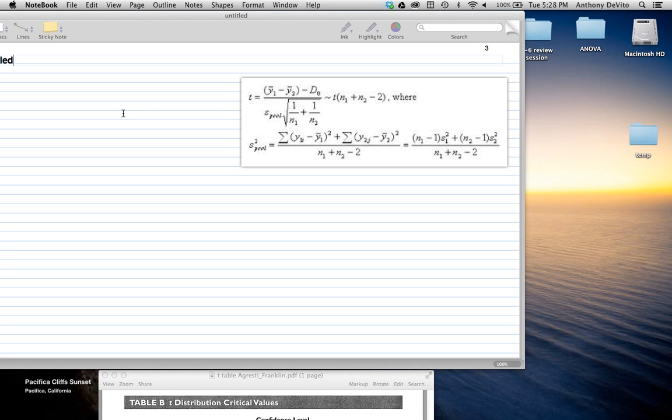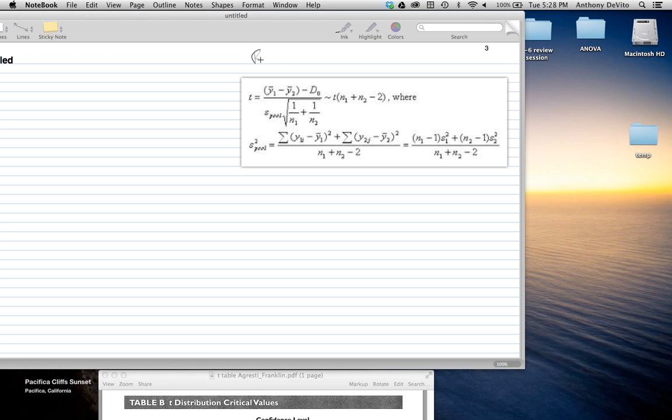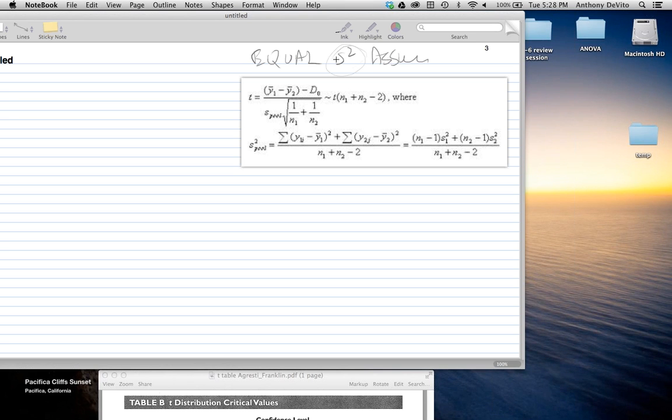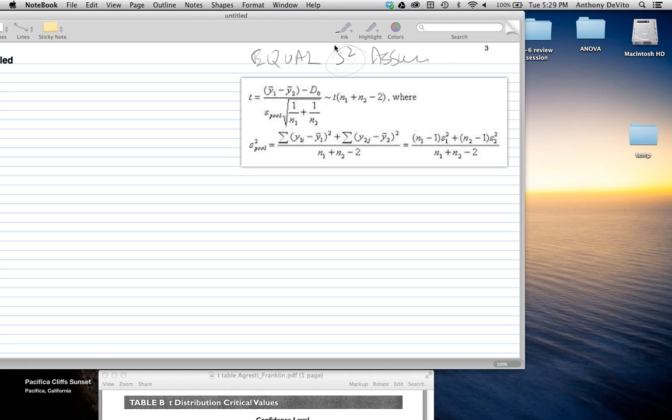Remember, this one is, let me write it down. And let's do this one now with that in mind. This is for equal variances assumed. I use S squared for equal variance because technically the variance is the standard deviation squared, since you calculate the standard deviation by taking the square root of the variance. But you could also just say equal standard deviations. If you say equal variance, you're basically saying equal standard deviations also.